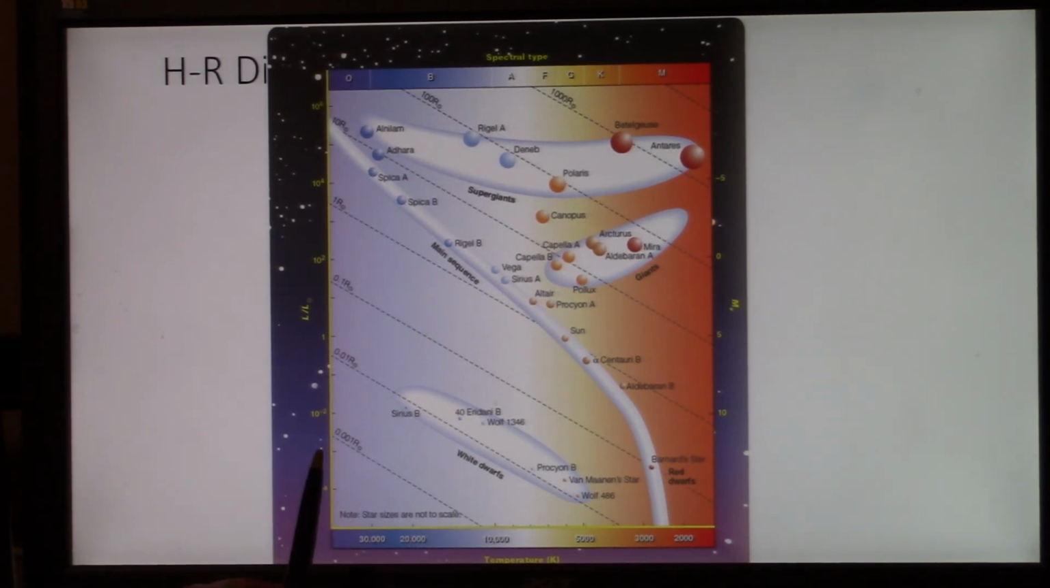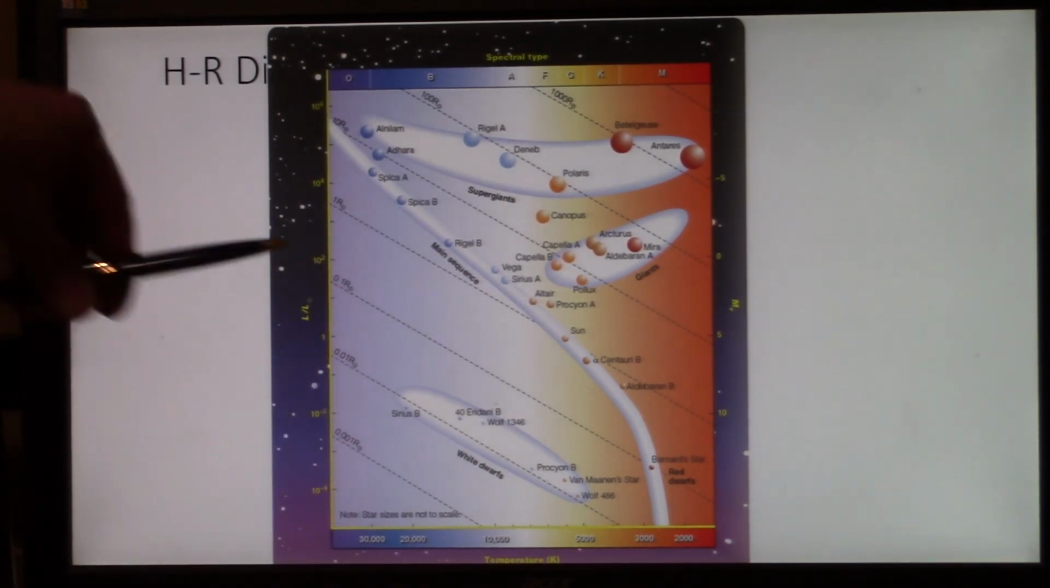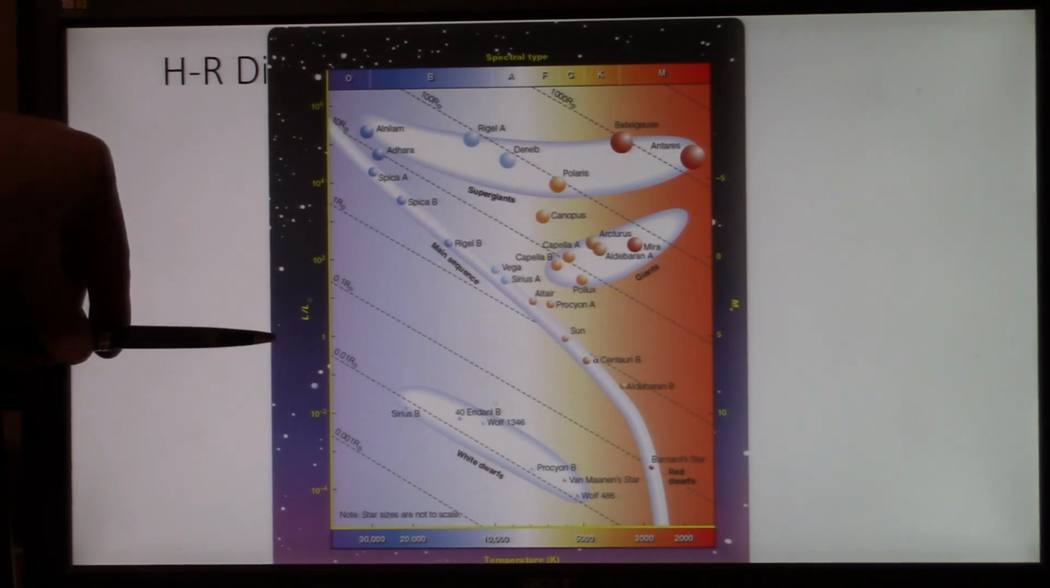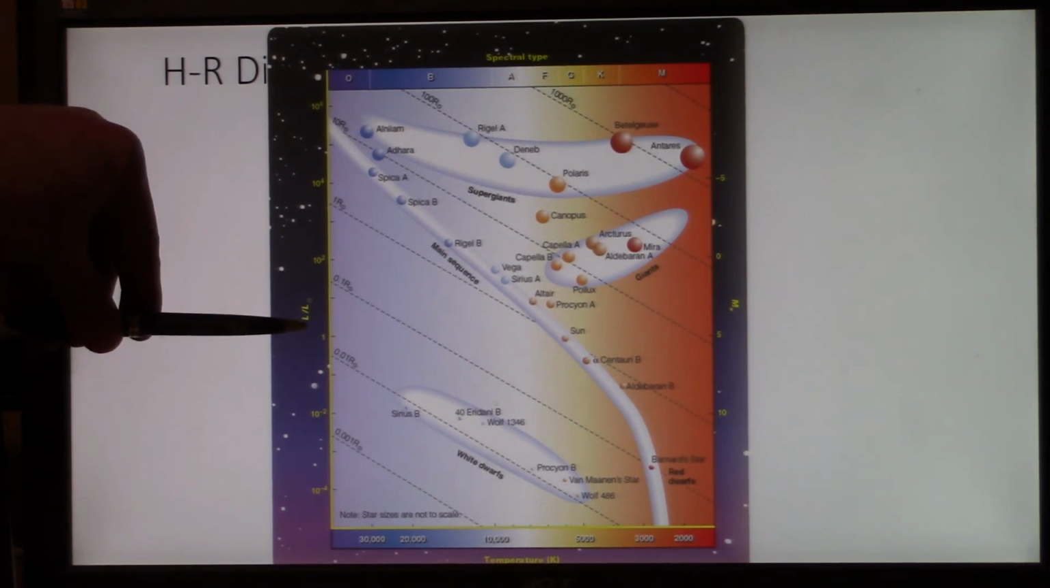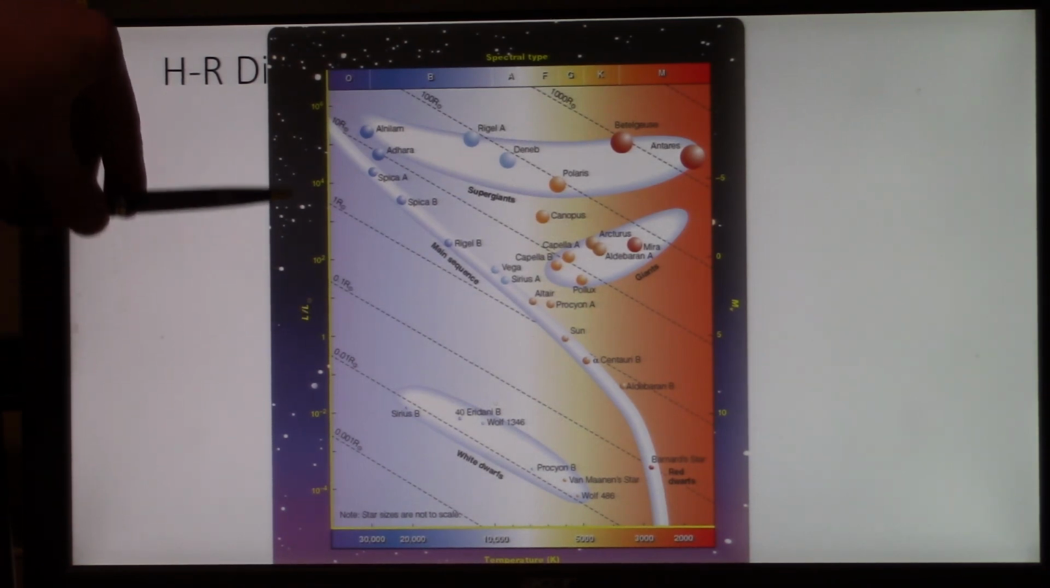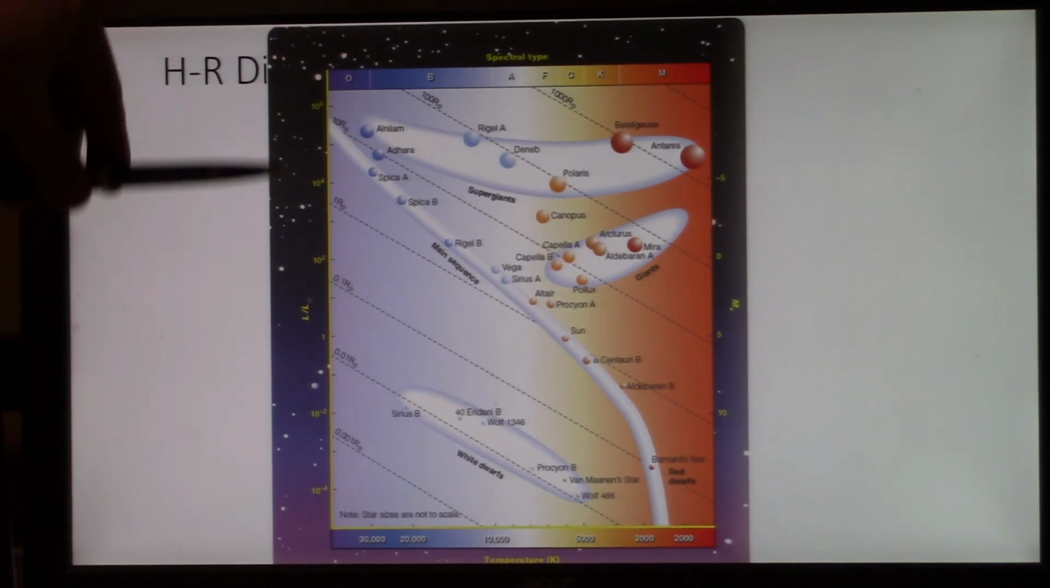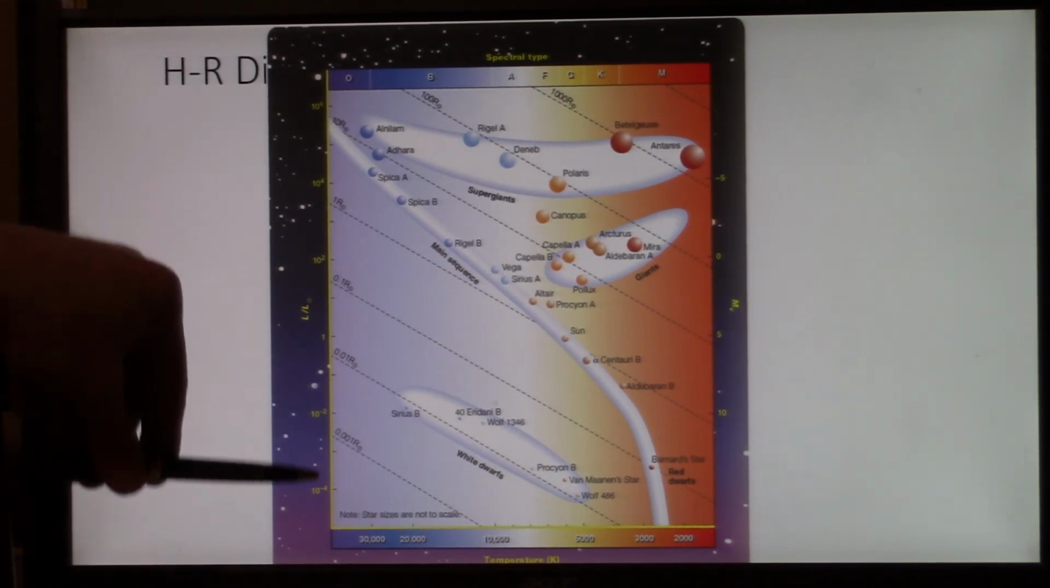So this is a graph. Here you have the luminosity. And what it is, the sun, they're calling the sun 1. If things are brighter than the sun, they're higher than the sun on the curve. If they're less than the sun, they're lower.